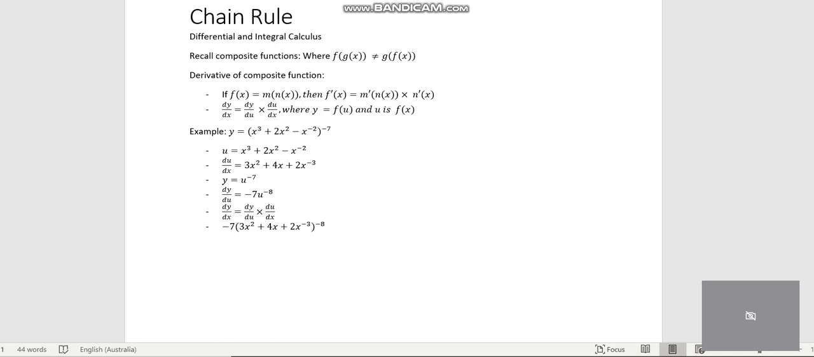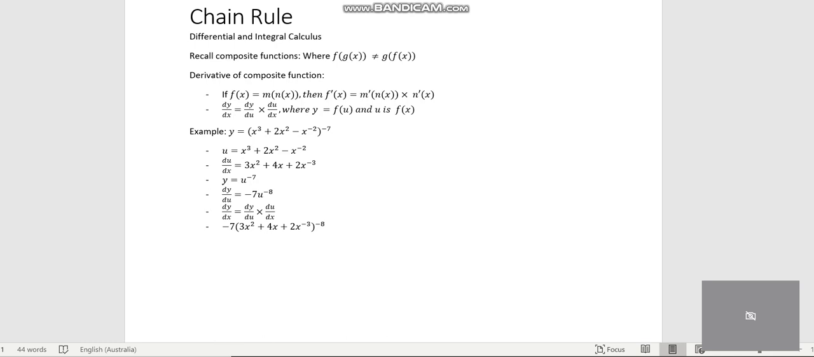So let's go through an example. We have y equals (x cubed plus 2x squared minus x to the power of negative 2), all of it raised to the power of negative 7. Without the chain rule, if you don't know it, you could expand this out and work out what that function is to the negative 7th power. But the chain rule is a much quicker way of getting to the exact same spot.